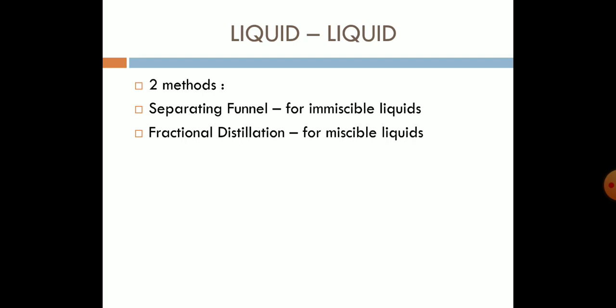Immiscible. You can write the spelling also. Immiscible means they don't mix well, like oil and water. The moment you mix oil and water, oil will be floating and water will be below. Whereas for miscible liquids, both the liquids are mixed well. You take milk and water, they are mixed well.